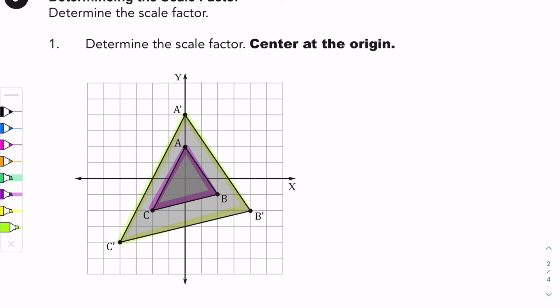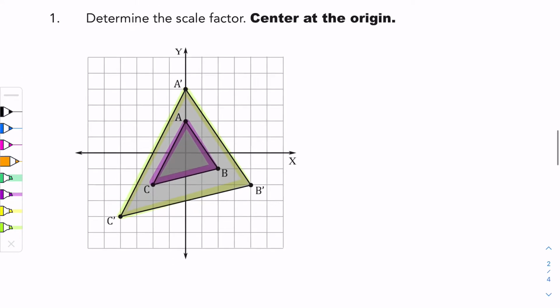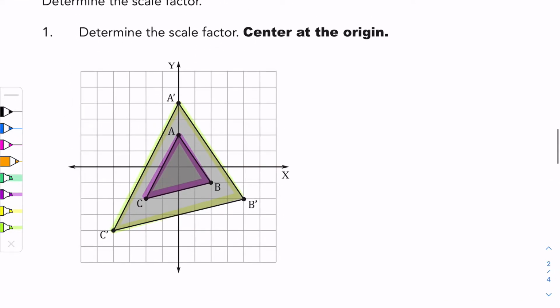So what you could do is you could count the distance from the center. You could figure out what the multiplier is, but you could also take a look at the ordered pairs, which I think is what I would do. And most likely I would do this in my head. So this ordered pair right here is at 0, 2. And this ordered pair is at 0, 4. So I recognize to get from the pre-image to the image, I could multiply that by 2. So times 2.